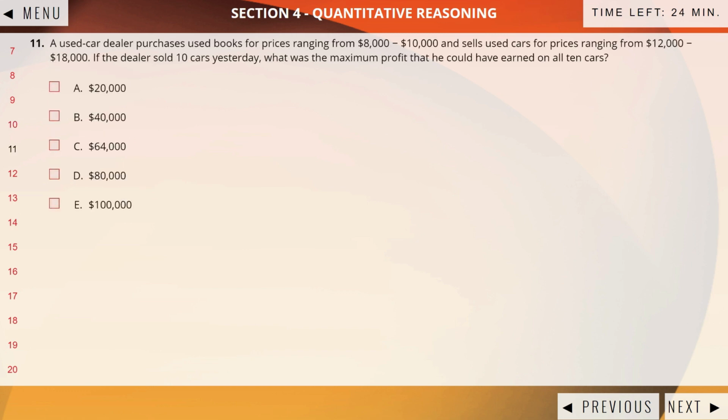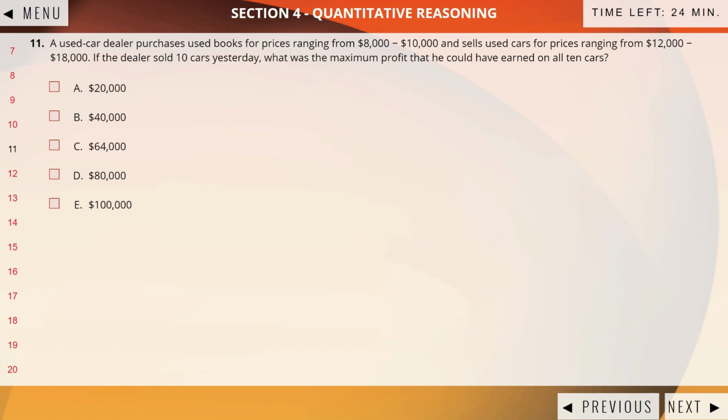A used car dealer purchases used books for prices ranging from $8,000 to $10,000. Okay. And sells used cars for prices ranging from that. Purchases used books for $8,000. This guy, man, not a good businessman. Sells used cars for prices ranging from 12 to 18,000.